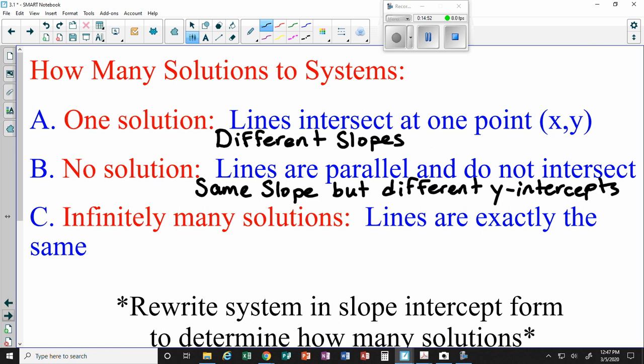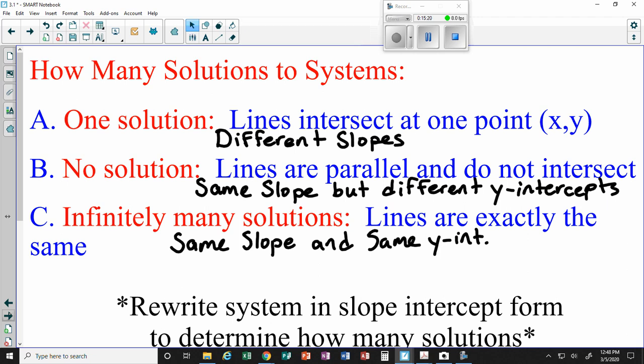Infinitely many solutions. So this is where they're exactly the same line. So that means they have what? The same slope and same y-intercept. They're exactly the same. Okay, so when I solve for y, you're going to get the exact same equation, same line. So that's exactly what you're going to do. You're going to put it into slope-intercept form to determine how many solutions there are.